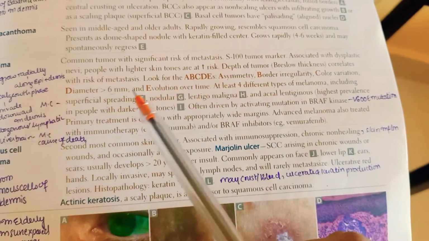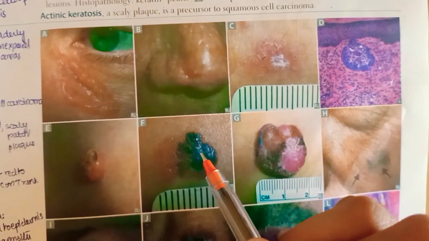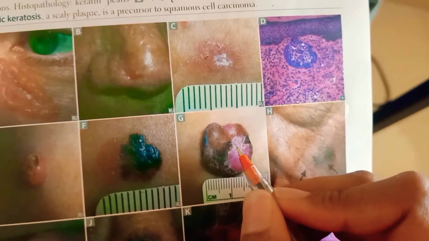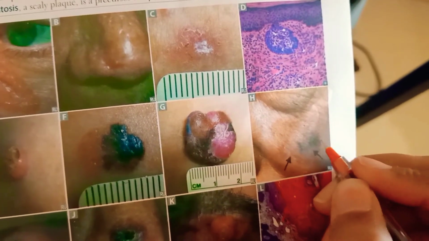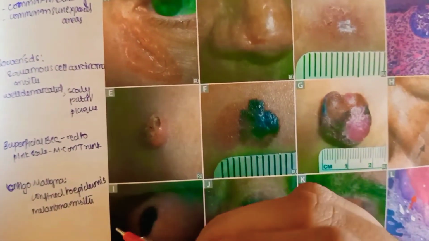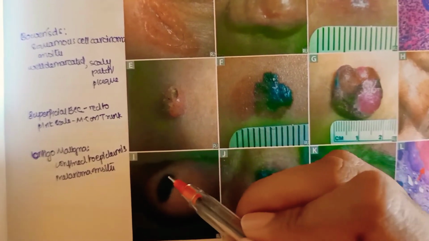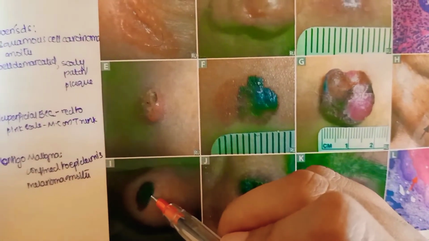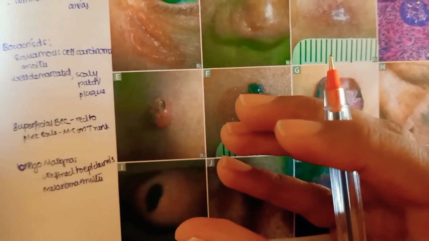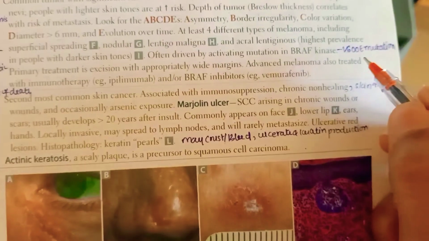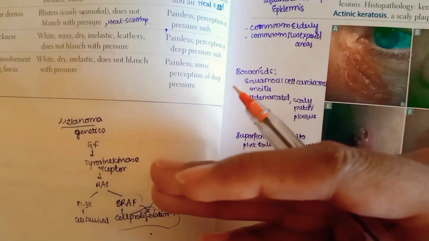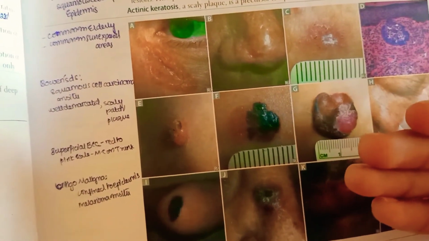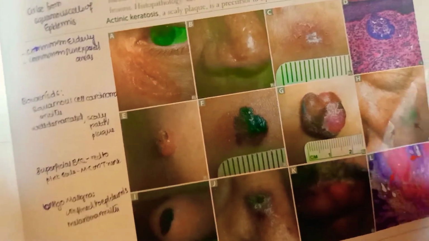There are at least 4 different types of melanoma, including superficial spreading melanoma, nodular melanoma, lentigo maligna, and acral lentiginous, which has high prevalence in people with darker skin tones. Often it is caused by an activating mutation in BRAF kinase, especially the V600E mutation. Because of this, there will be more proliferation. The treatment is excision with appropriately wide margins, so we need to cut them off. For advanced melanoma we can use immunotherapy, or BRAF inhibitors like vemurafenib.